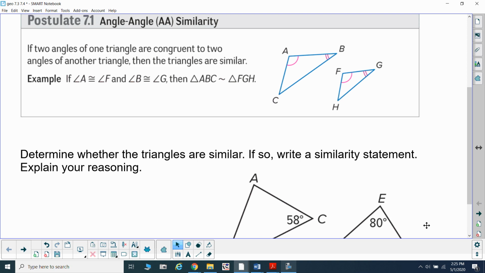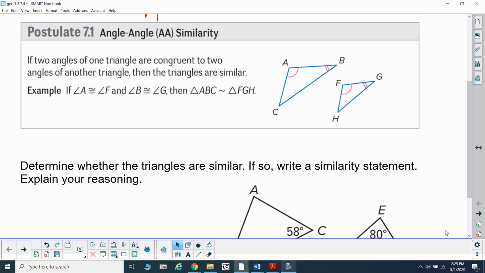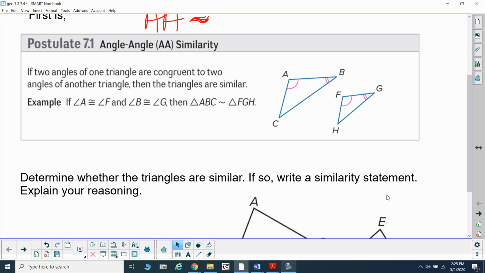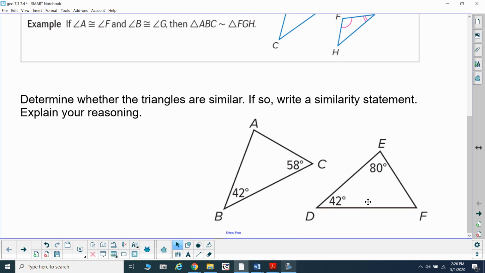And again, when you are talking about similarity in these theorems, you can abbreviate this, but you need to have that similarity symbol. So you have to make sure that you have this similarity symbol. If two angles of one triangle are congruent to two angles of another triangle, then the triangles are similar. So determine if these are similar. If true, write a similarity statement, which is like a congruency statement that we've done.